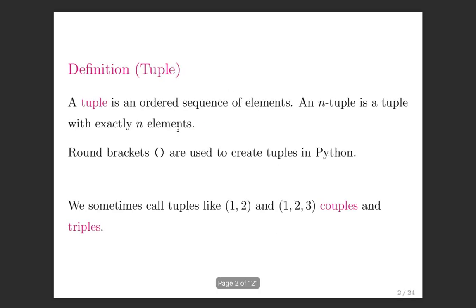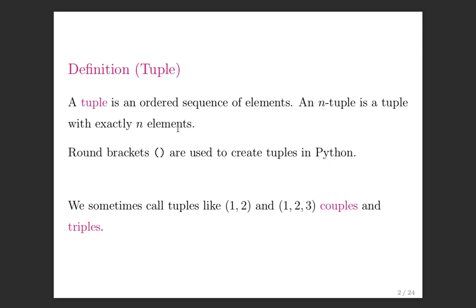So before I show you a list, I actually want to tell you about a data structure that's simpler than a list. It's called a tuple. A tuple is an ordered sequence of elements. An n-tuple is a tuple with exactly n elements. You know what this word is, right? Because we call pairs couples, triples, quadruples, and that's where that term comes from. These things are called tuples.